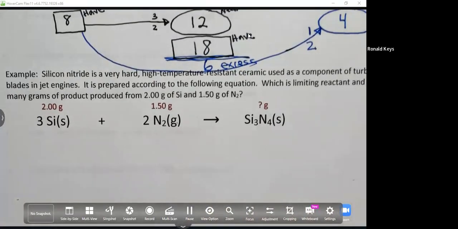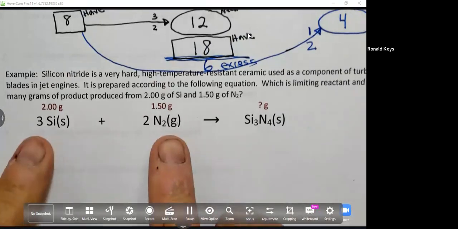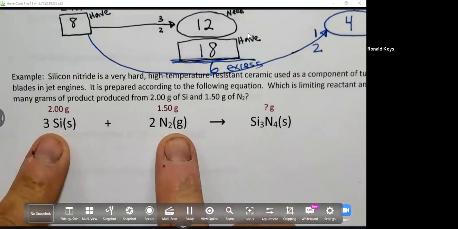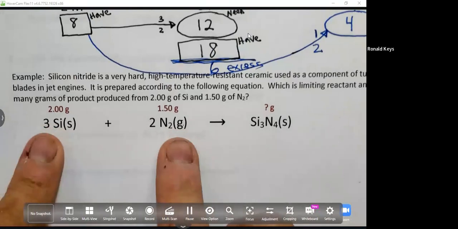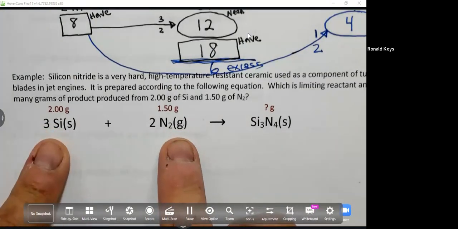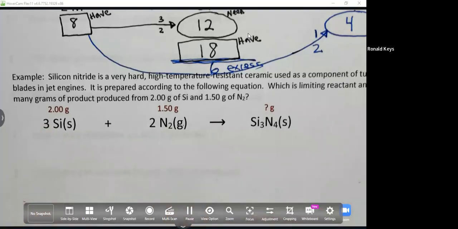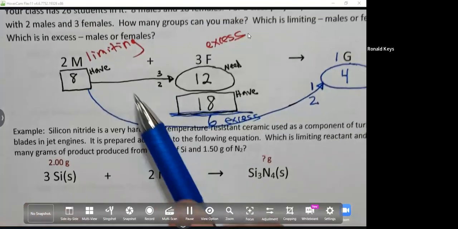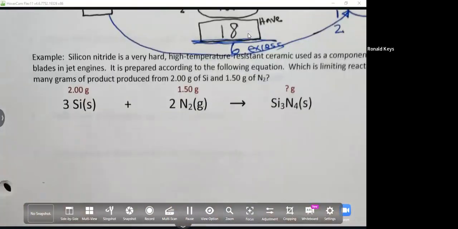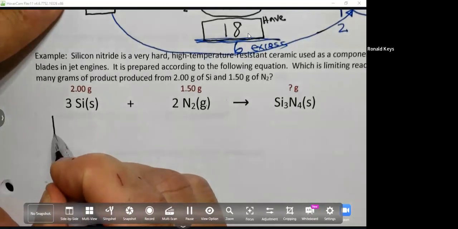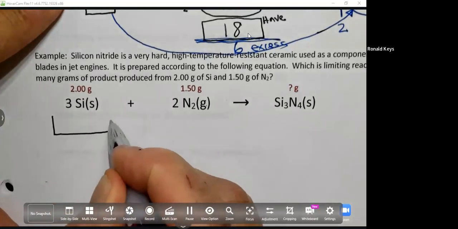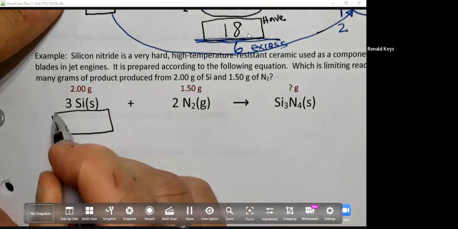Again, this is called a limiting problem because you know it's limiting if you're given grams of both reactants. You have to be concerned of one of these running out first before the other. We do the exact same thing we just did. So we are going to calculate how many moles we have here.